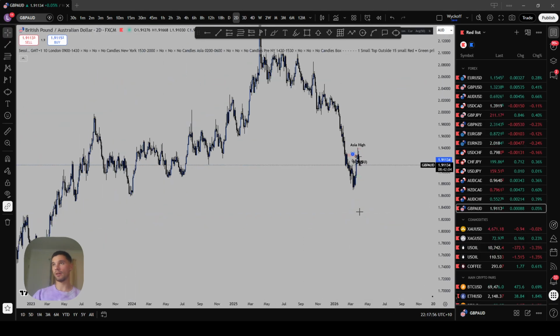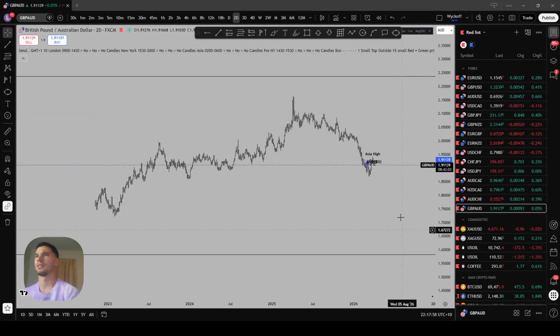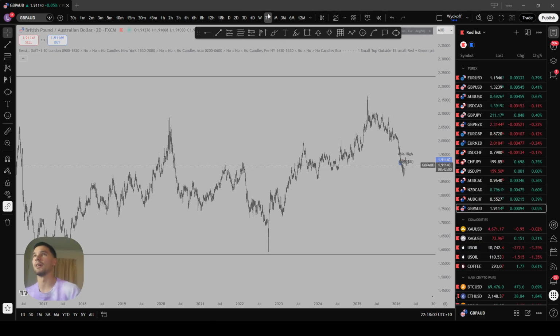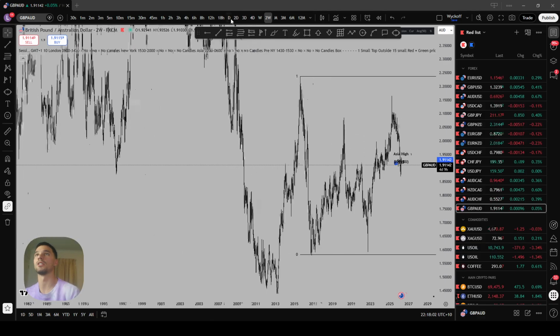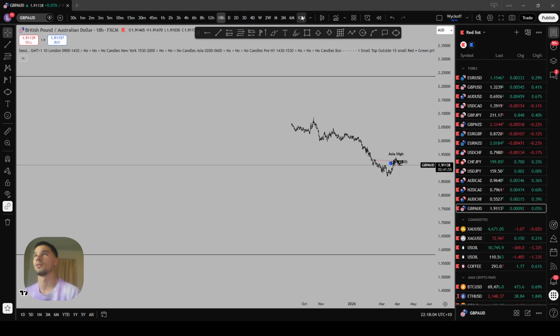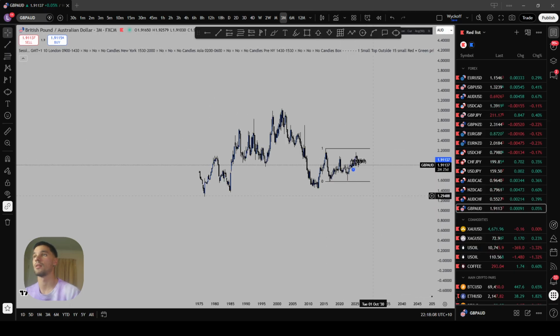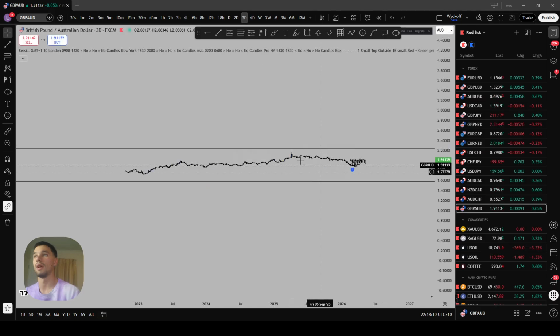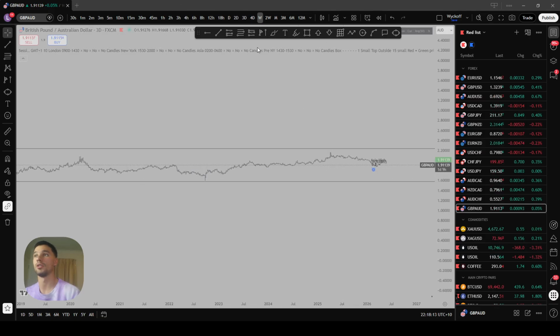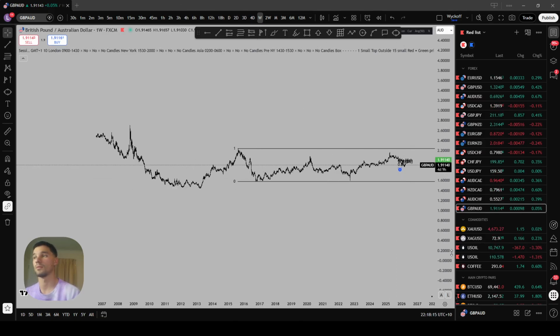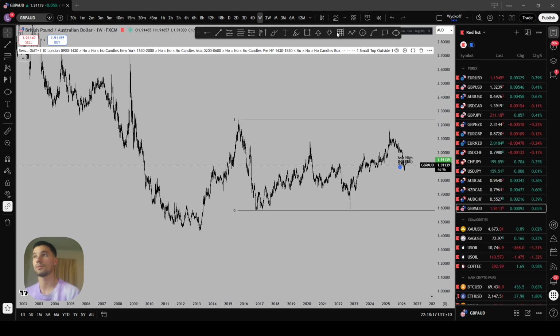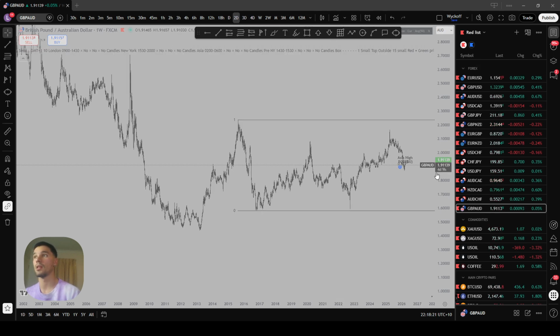Contextually speaking, where are we? We're smack bang in the EQ of this range. We haven't confirmed the distribution nor an accumulation, so we're really in no man's land here.